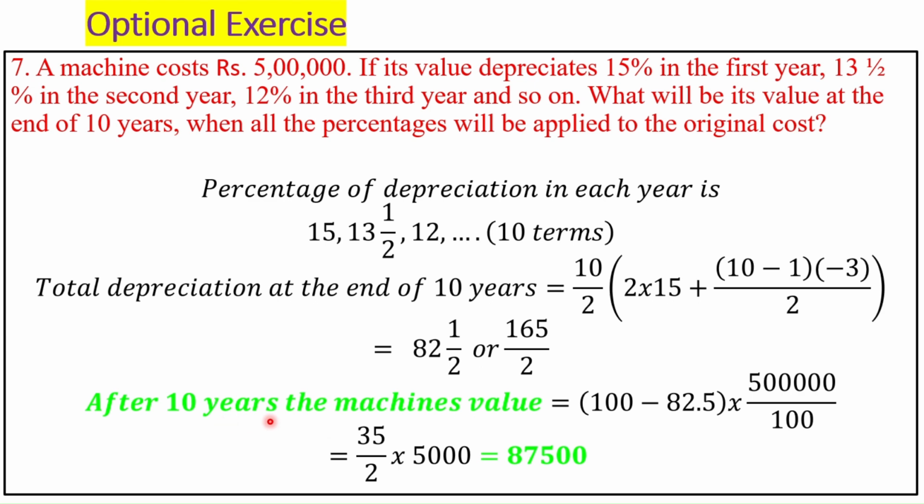So after 10 years the machine cost is basically 100 minus 82.5. This much percentage is depreciation. So machine cost is basically 100 minus 82.5 into 5 lakhs by 100, that is 87,500. This is the cost of the machine at the end of 10 years.